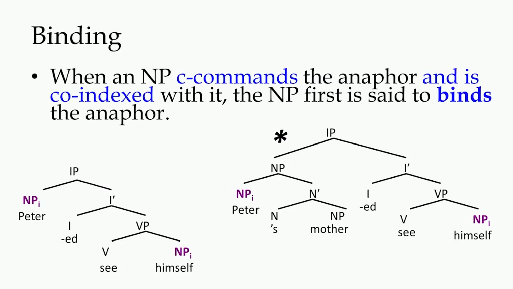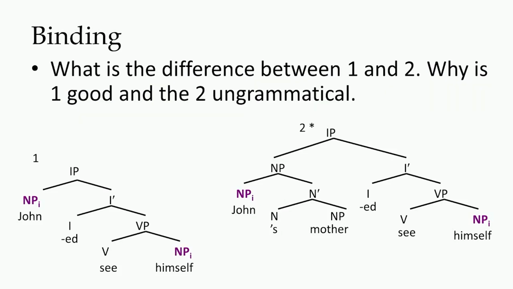So, what we say for the binding condition is when an NP c-commands the anaphor and it is co-indexed with it, then that NP is said to bind the anaphor. In such a situation, we see that NP John in structure 1 on the screen is co-indexed with NP himself, which is an anaphor, and it c-commands as well. Therefore, this structure is grammatical.